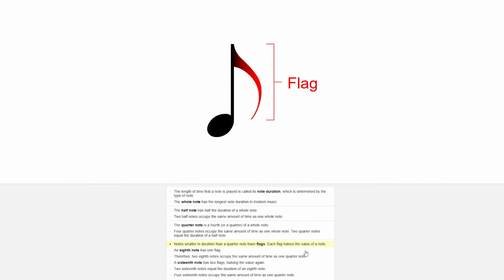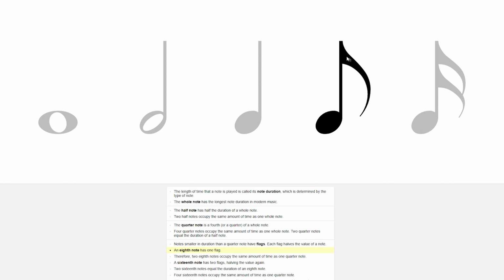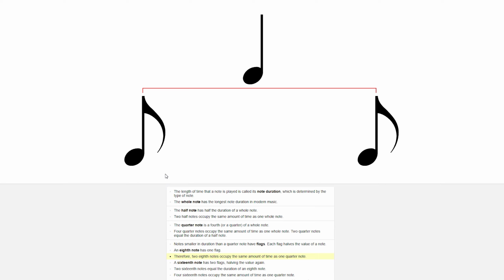Notes in smaller duration than a quarter note will have flags on them. Each flag has the value of a note. See, so this eighth note has one flag. Therefore, two eighth notes occupy the same amount of time as one quarter note.